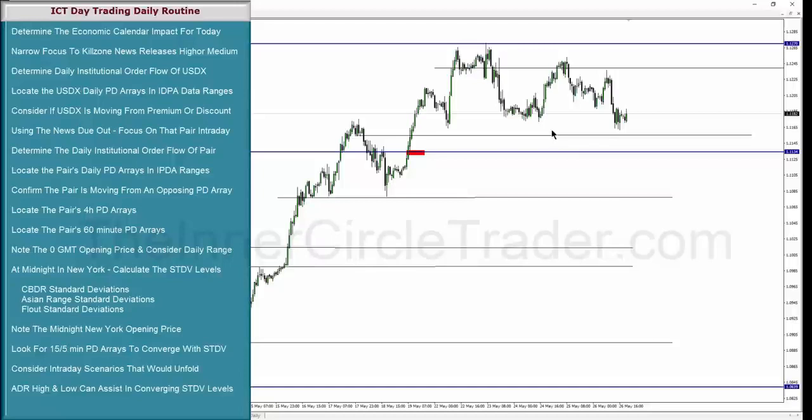Also, that framework helps build the model of precision. And then we look for those expansions higher on bullish days with our standard deviations on the Asian range, central bank dealers range, and or the flout, looking for average daily range high to converge as well, again with an opposing premium array that's seen on the 15, 60-minute, 4-hour, or daily.